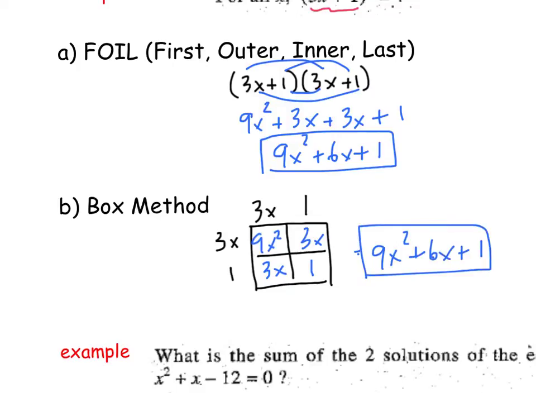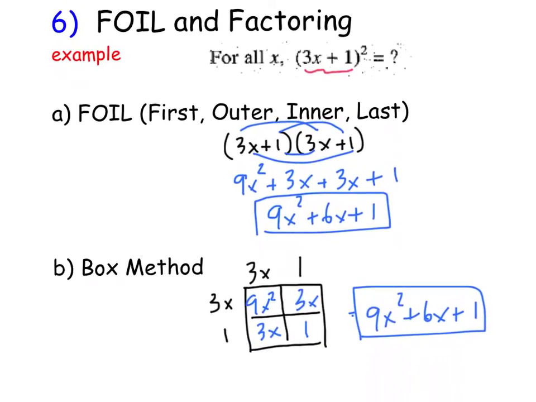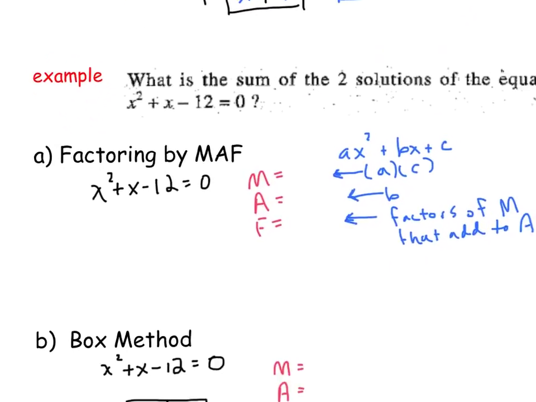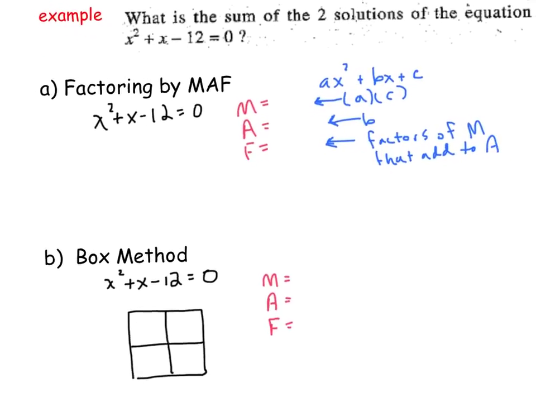Alright, so 2 methods to FOIL. Both are going to get you to the correct answer. But again, the trick to this problem is making sure that you know when you see 3x plus 1 squared that you don't distribute the 2. That's a common error that students will make. For factoring, there's 2 ways you can go about factoring as well.